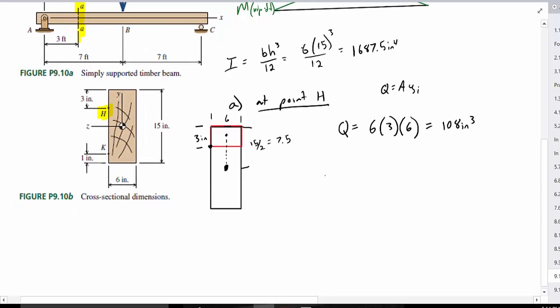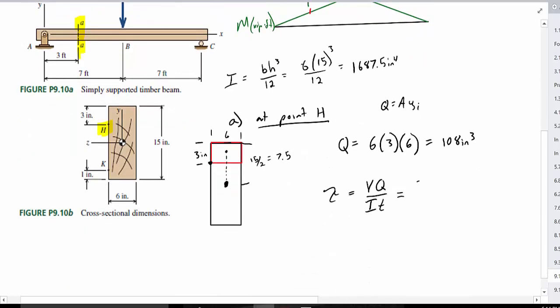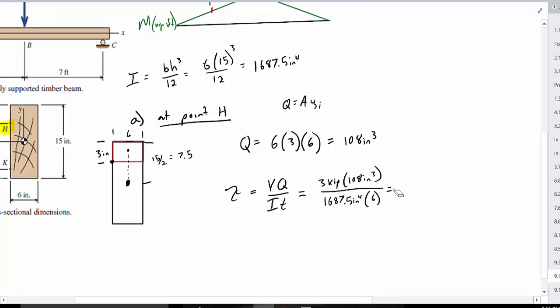So our shear stress is going to be tau equals our shear, Q, divided by I multiplied to the thickness. So our shear, which we determined up here, is 3 kips. So 3 kips multiplied to 108 inches cubed divided by 1,687.5 inches to the 4th multiplied to our thickness, which is 6 inches. And this should equal a small number.